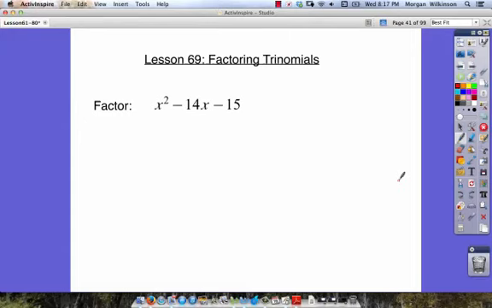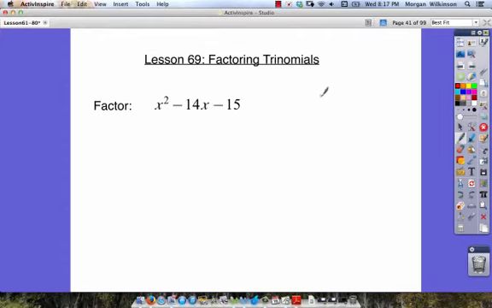Lesson 69 today is about factoring trinomials. When we factor a problem like this, x squared minus 14x minus 15, we just have three terms here. What we're doing is essentially the opposite of multiplying binomials.